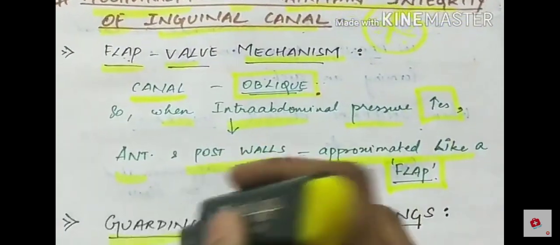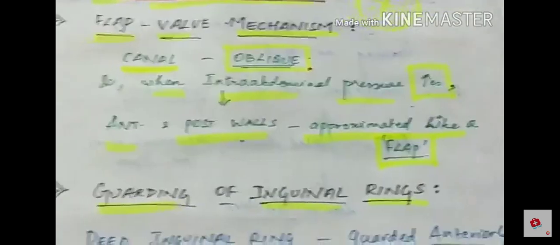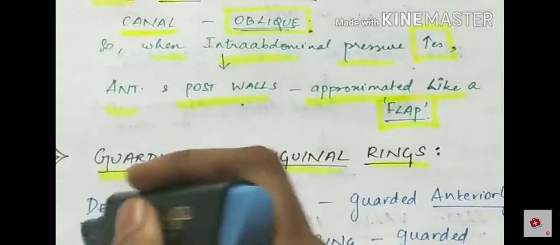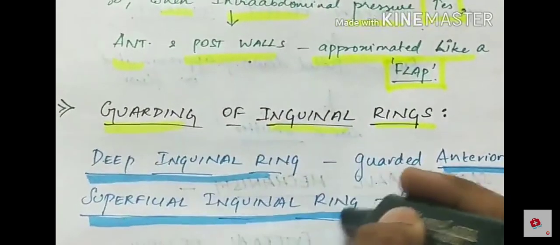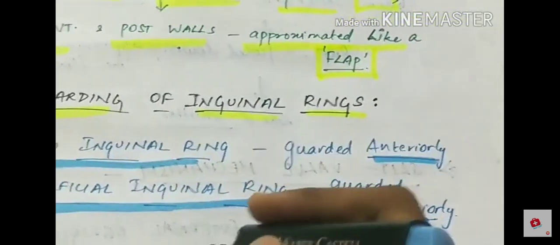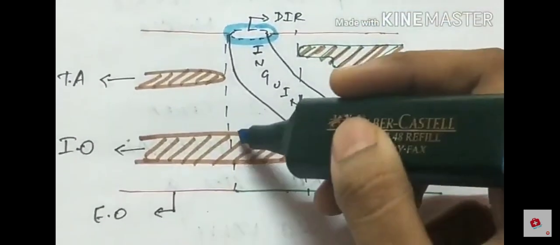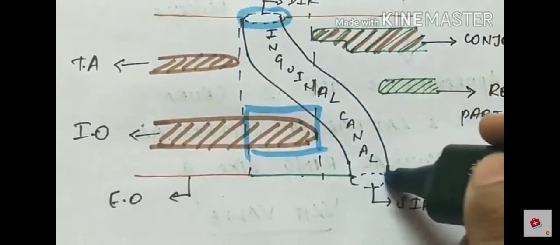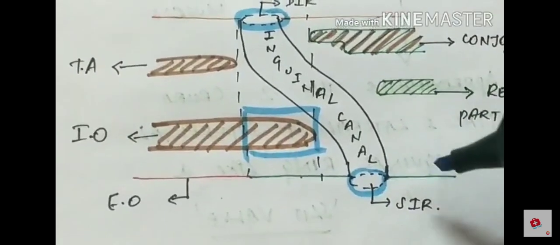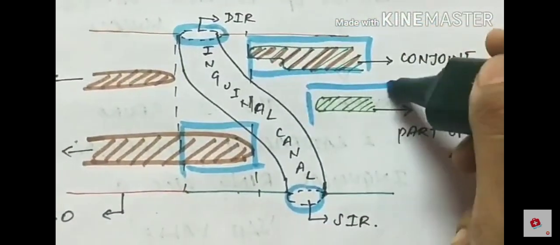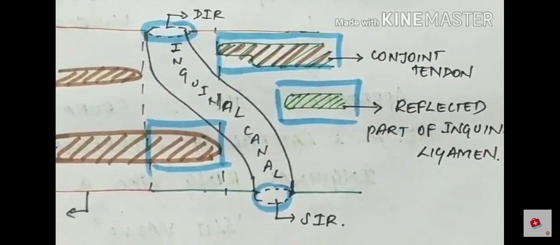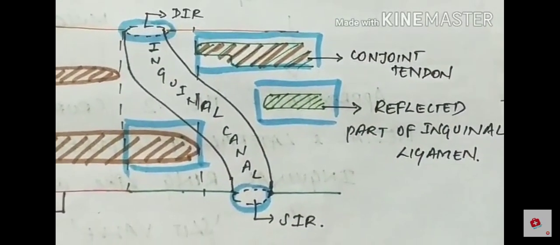Second is guarding of the inguinal rings. The deep inguinal ring is guarded anteriorly and the superficial inguinal ring is guarded posteriorly. The deep inguinal ring is guarded anteriorly by the internal oblique muscle, and the superficial inguinal ring is guarded posteriorly by the conjoint tendon and the reflected part of the inguinal ligament. These are the guardings of the inguinal rings.